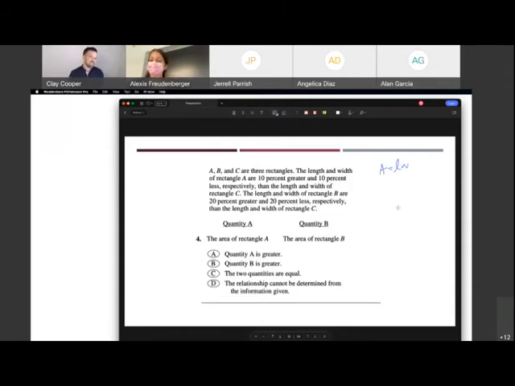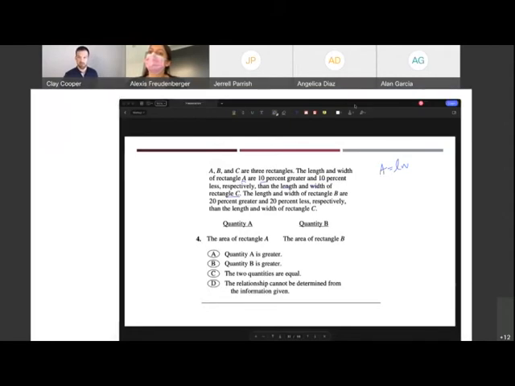But let me show you the formulaic way to do it here too. Isn't it the case that the area of a rectangle is equal to its length times its width, right? I think so. Okay, so if the length and width of rectangle A are 10% greater and 10% less respectively than the length and width of rectangle C, our first job is going to be to translate this math question to English, right? What on earth are they talking about? I think they're talking about this.